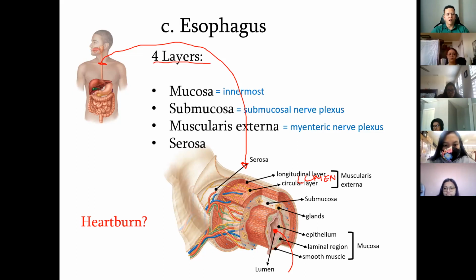When someone has heartburn, also called acid reflux, this is when the contents of the stomach, the acid from the stomach, goes up the esophagus and burns the inner lining of the esophagus. It burns the epithelial tissue. Okay.